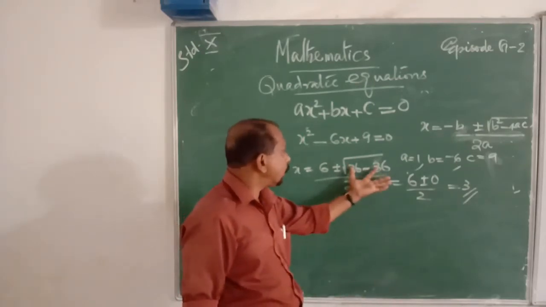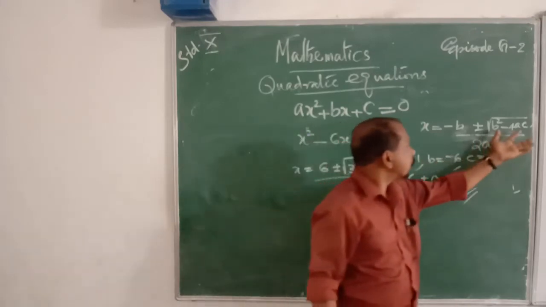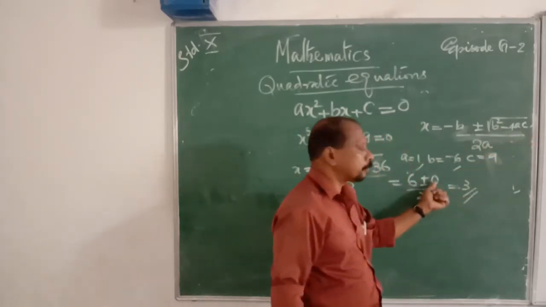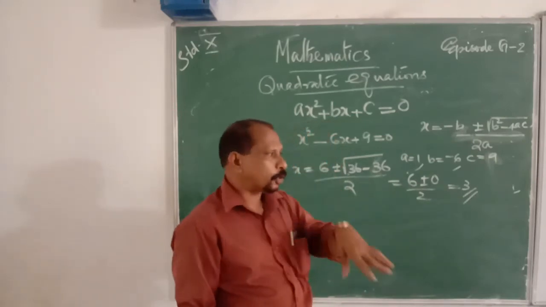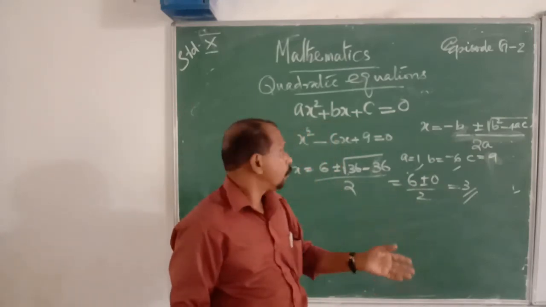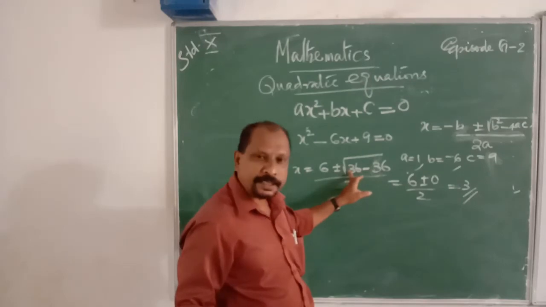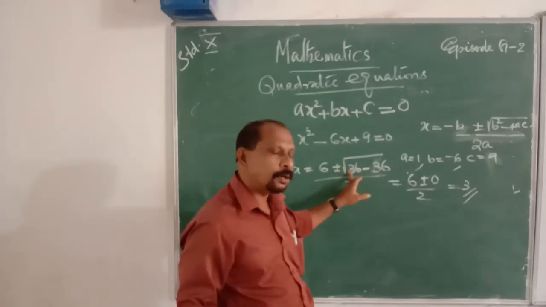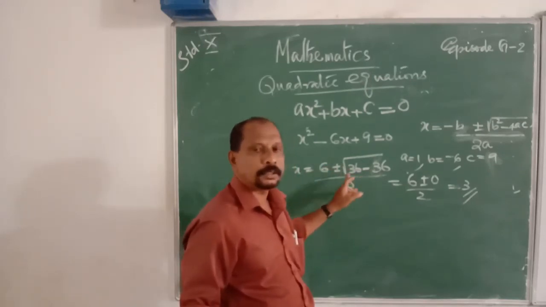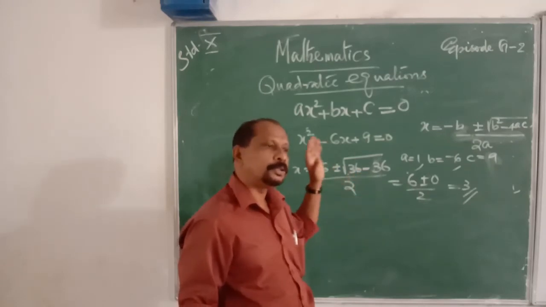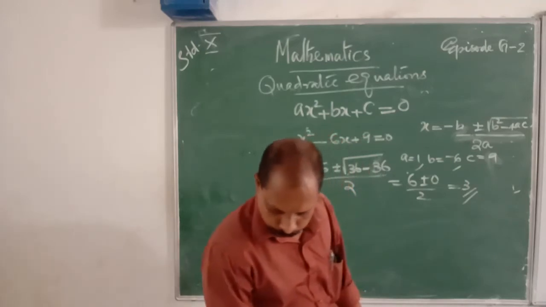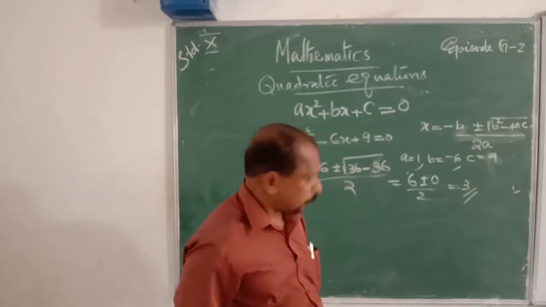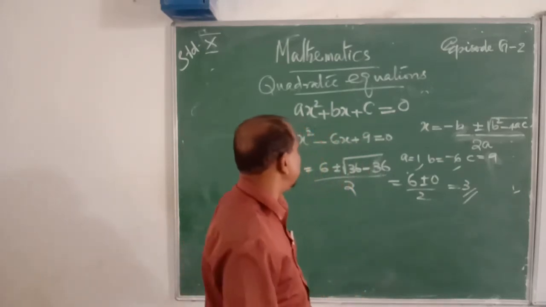What is b square minus 4ac? Therefore, b square minus 4ac is equal to 0. That means b square minus 4ac vanishes, it is reduced to 0. Therefore, 6 by 2, 3. 3 and 3 are the solutions. That means the 2 solutions are real and the same. Clear? Then consider another example.